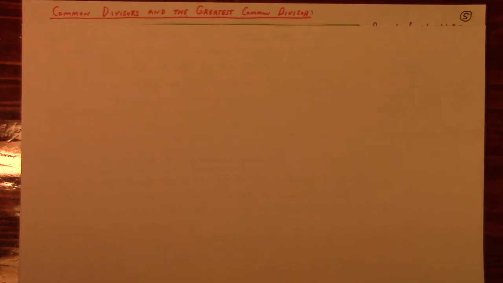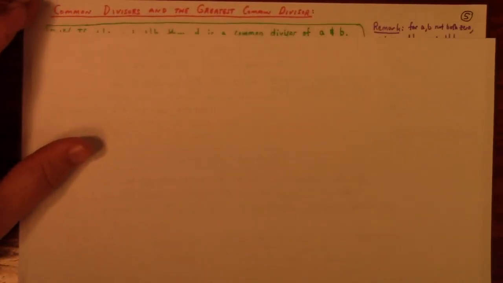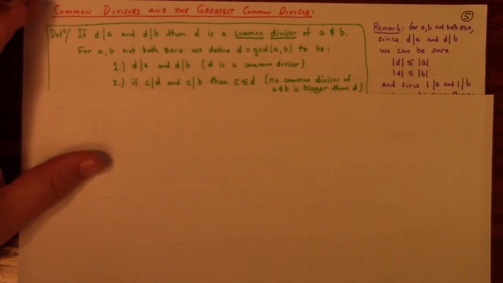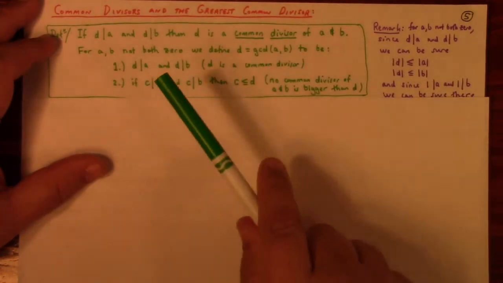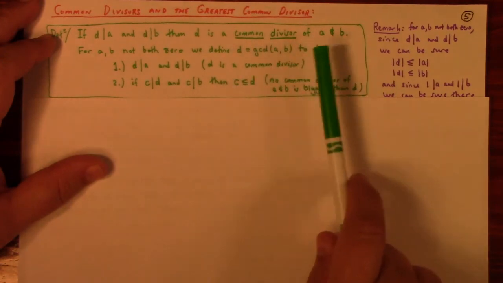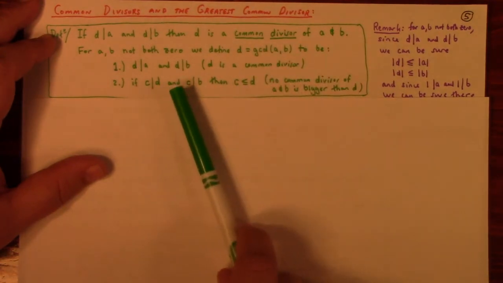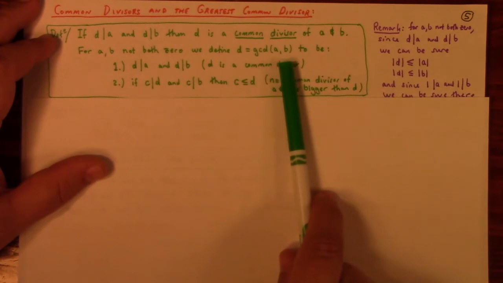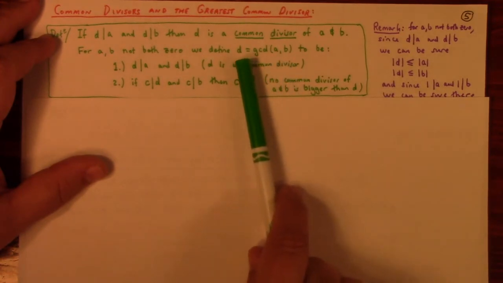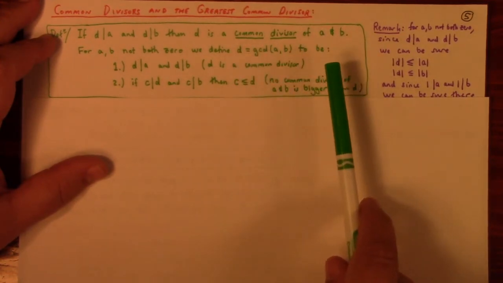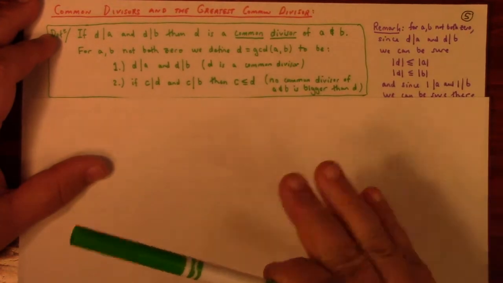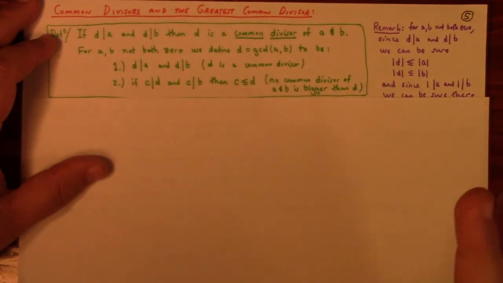Okay, anyway, moving along here. So the greatest common divisor is an important idea, and of course common divisors are also of equal importance. Here's the definition. If D divides A and D divides B, then D is a common divisor of A and B. For A and B not both 0, we define the greatest common divisor of A and B to be this. Well, we're just going to use the letter D here. I'm not saying that the letter D is universally reserved for GCD, but oftentimes I use it for the GCD in this lecture and the next.